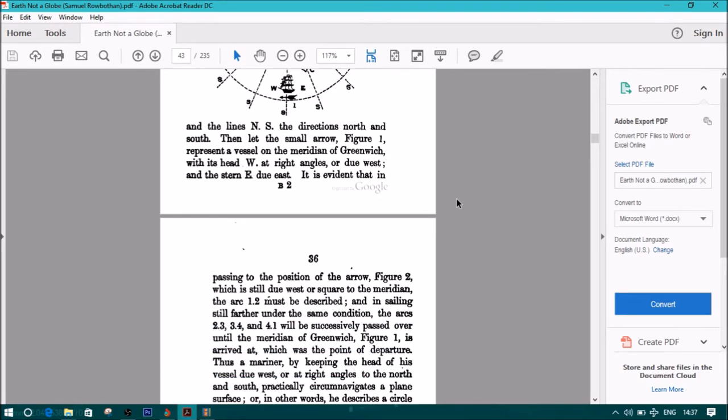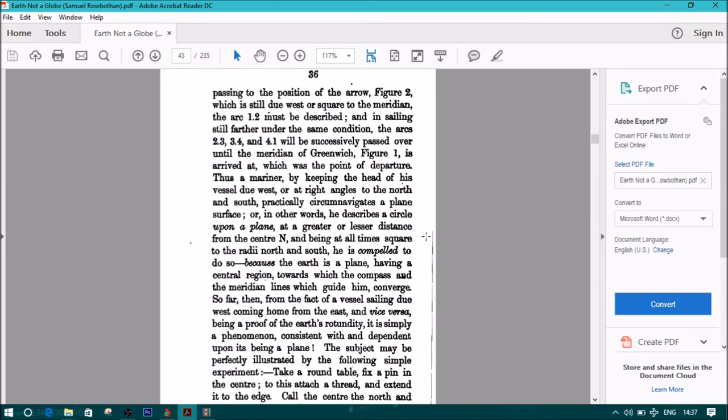It is evident that in passing to the position of the arrow, Figure 2, which is still due west or square to the meridian, the arc 1-2 must be described, and in sailing still further under the same condition, the arcs 2-3, 3-4, and 4-1 will be successively passed over until the meridian of Greenwich, Figure 1, is arrived at, which was the point of departure. Thus, a mariner, by keeping the head of his vessel due west or at right angles to the north and south, practically circumnavigates a plane surface, or, in other words, he describes a circle upon a plane, at a greater or lesser distance from the center north, and being at all times square to the radii north and south, he is compelled to do so, because the Earth is a plane, having a central region towards which the compass and the meridian lines which guide him converge.